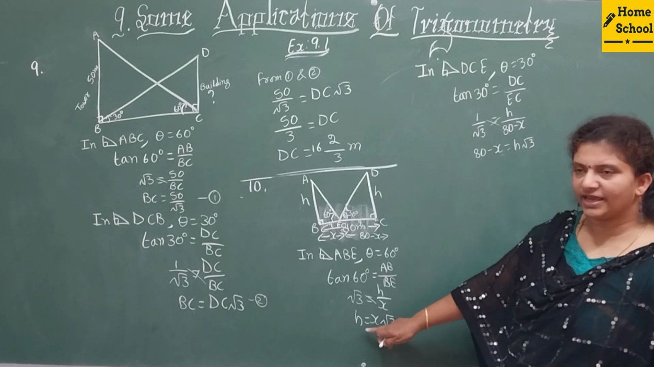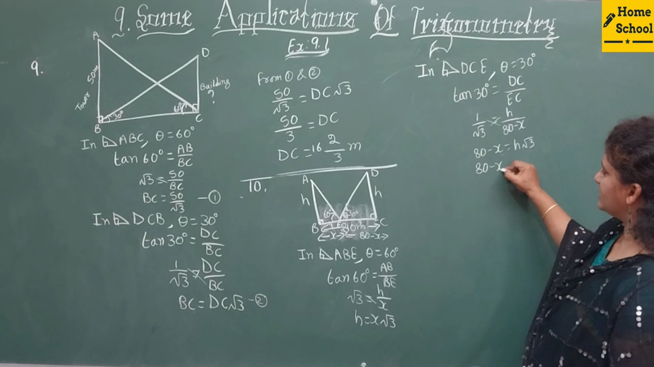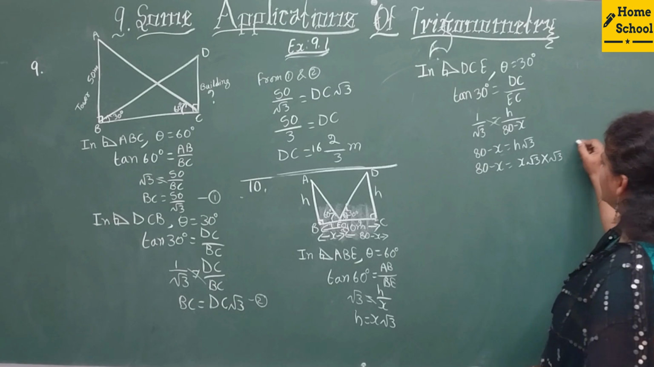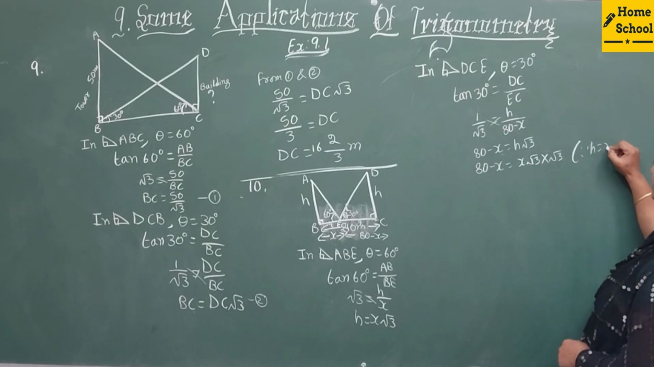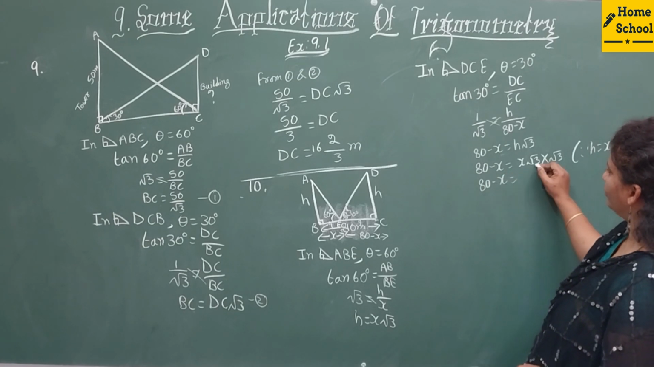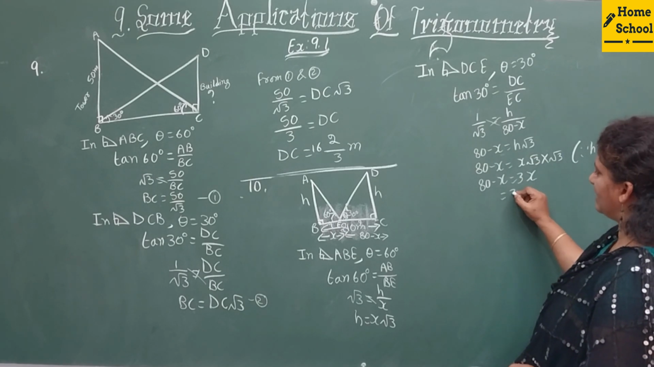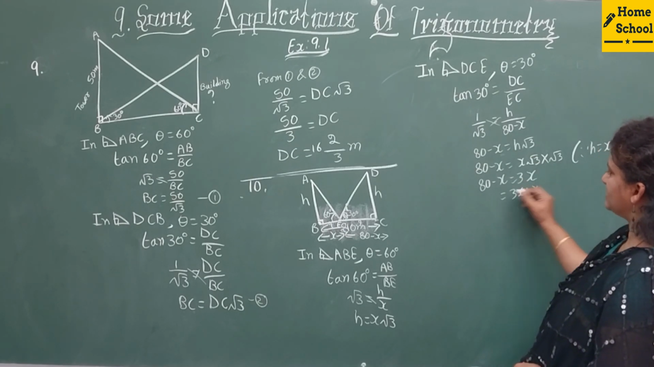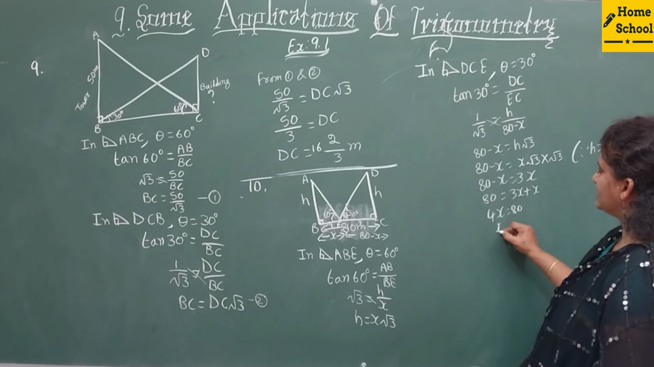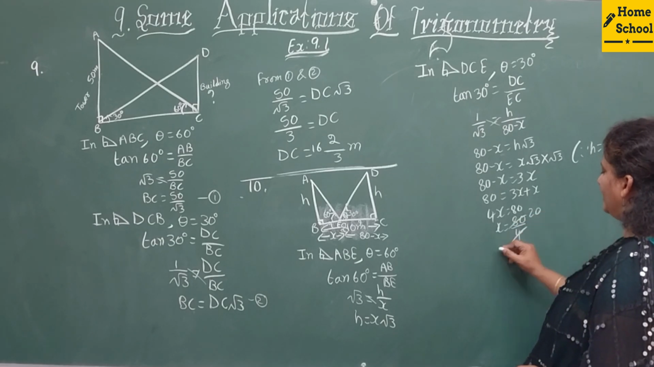Here instead of H, can you write X root 3? Yes, let me substitute. 80 minus X is equal to X root 3 into root 3, since we know from above H is equal to X root 3. 80 minus X is equal to root 3 into root 3, that is 3X. Bring this X to this side. 3X plus X is equal to 80. 4X is equal to 80. X is equal to 80 by 4, that is 20.